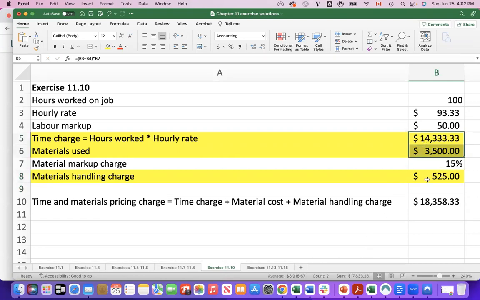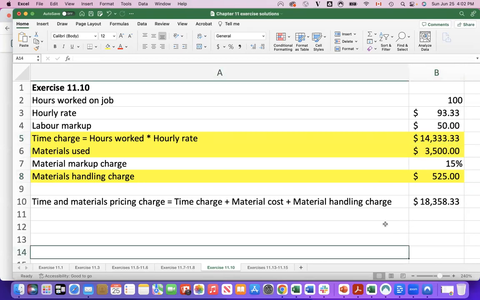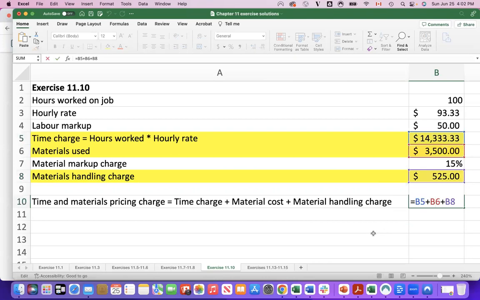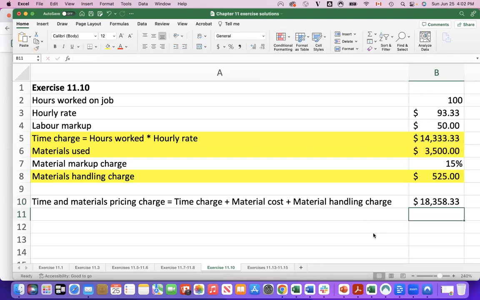These three elements here make up the time and materials pricing that I'm going to charge to the potential client for this job that uses 100 hours and $3,500 in materials. And if I add it up, the time charge of $14,333.33 plus the materials used of $3,500 plus the materials handling charge of 15% of the materials used, which is $525. You add all three up, we're going to invoice this client $18,358.33 for this job.